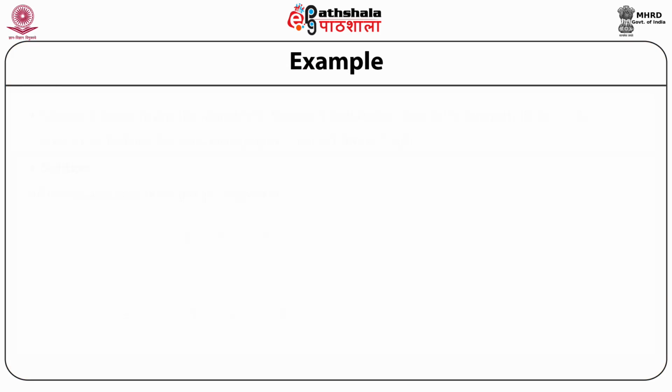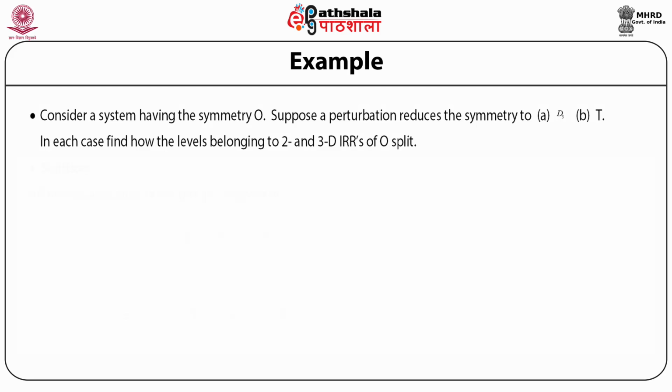Now I will illustrate this with the help of an example. Consider a system having the symmetry of the cubic group O. Now suppose we have a perturbation which reduces the symmetry (A) to a D3 symmetry, and (B) to a T symmetry. Remember, O has 24 elements. It's a group which is much bigger than the groups D3 and T. So we have a system which has the symmetry O. Now the perturbation is applied. The perturbation reduces the symmetry from the cubic symmetry to a D3 symmetry or a T symmetry. In each case, we'll try to find out how the levels belonging to a 2 and 3 dimensional irreducible representation of O are split.